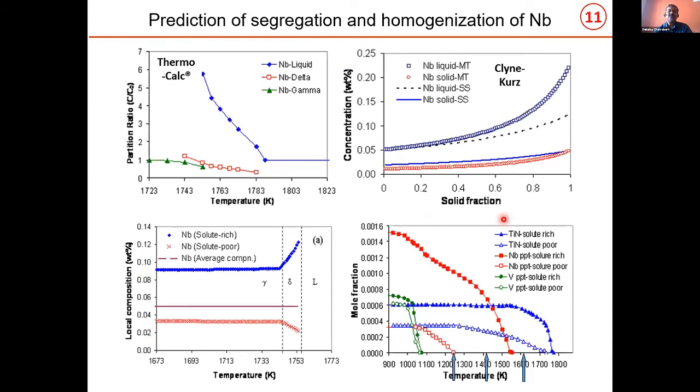And further calculations you may find in our publications. Just Thermo-Calc may not be fully reliable because of the assumptions involved. So we have gone for other models like the Clyne-Kurz model, and we have predicted the compositional variation in a much better way. I will come to these things in a later slide.